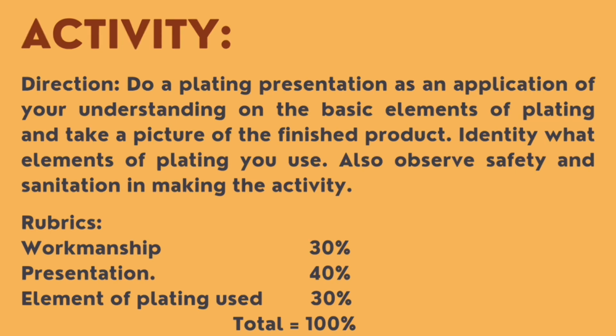So, direction: do a plating presentation as an application of your understanding of the basic elements of plating and take a picture of the finished product. Identify what elements of plating you used. Also observe safety and sanitation in making the activity. So here are the rubrics for grading. Workmanship 30%, presentation 40%, elements of plating used 30%, total of 100%.